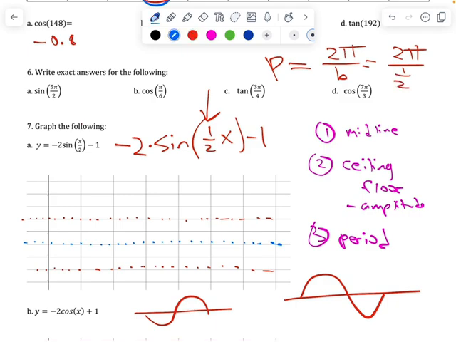So the period is 4 pi, so I'm just going to label this 1 pi, 2 pi, 3 pi, and 4 pi. That means this period is going to happen in 4 pi. So now I'm going to go from this point, here in the middle, it hits that: low, high, down, up. And that's it.